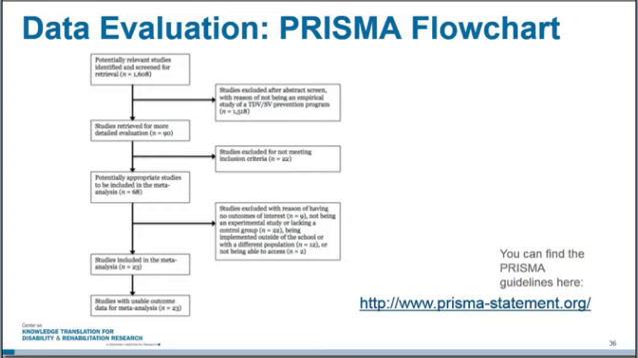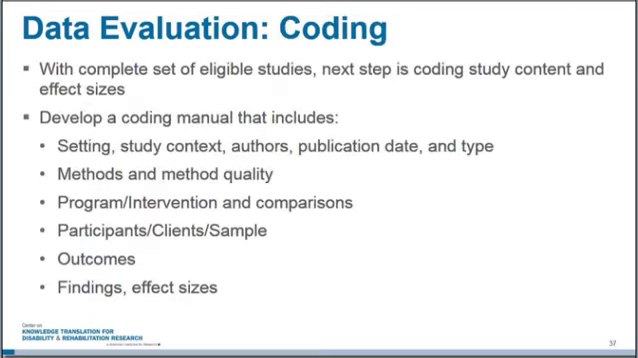After that, 22 more were excluded because they didn't meet the PICOs. 68 then were identified and used in the next phase, which I'm about to talk about, the coding phase of the review.